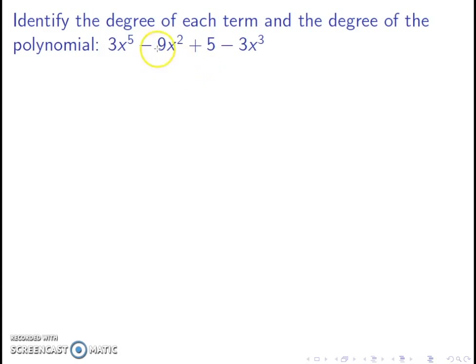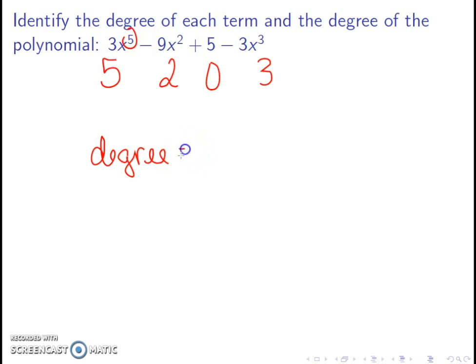We'll now identify the degree of each term. So the degree of a term is the exponent. This is 5. This one has a degree of 2. Since there's no x here, it has a degree of 0. And this one has a degree of 3. So the degree of the entire polynomial is the largest number we see here, which is 5.